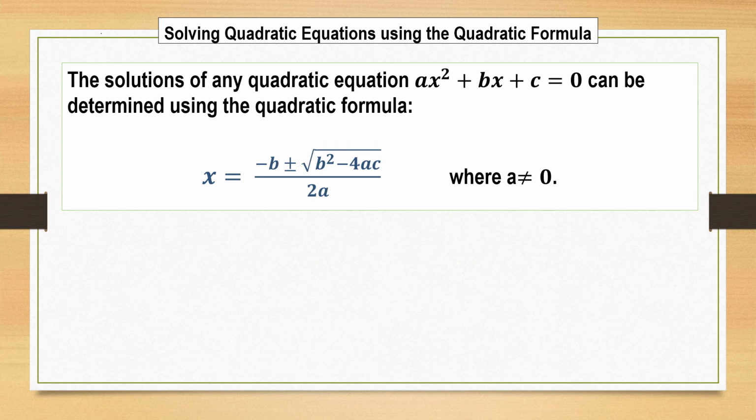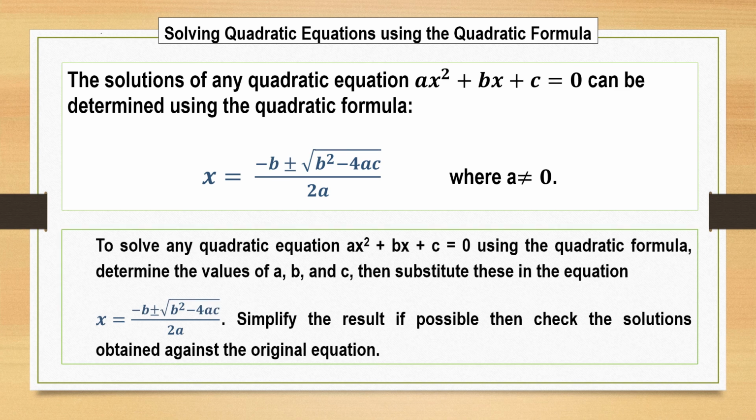The solutions of any quadratic equation, ax squared plus bx plus c is equal to 0, can be determined using the quadratic formula. x is equal to negative b plus or minus the square root of b squared minus 4ac, all over 2a, where a is not equal to 0.